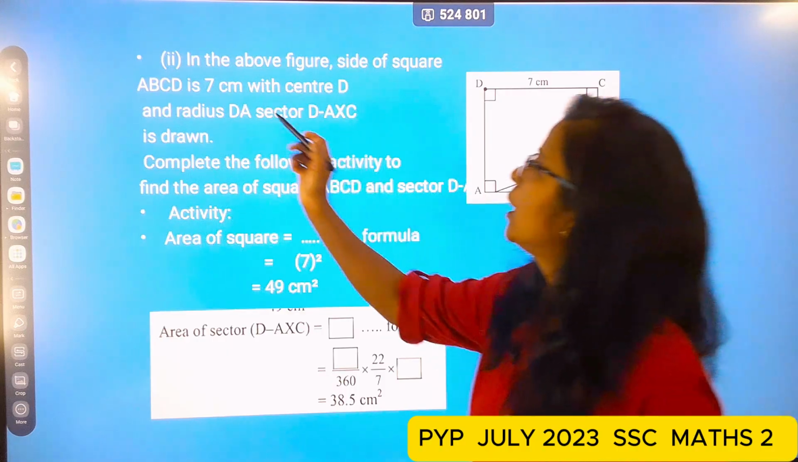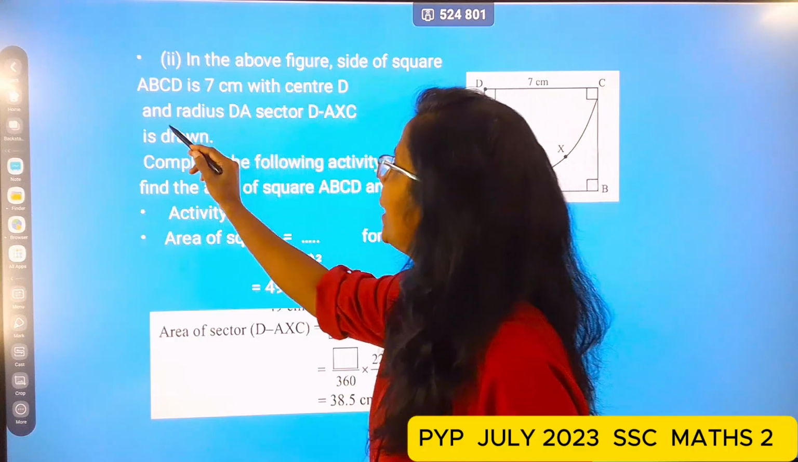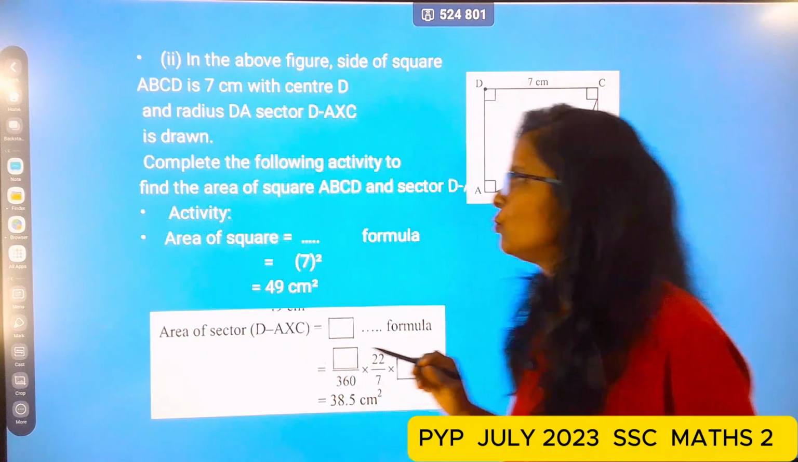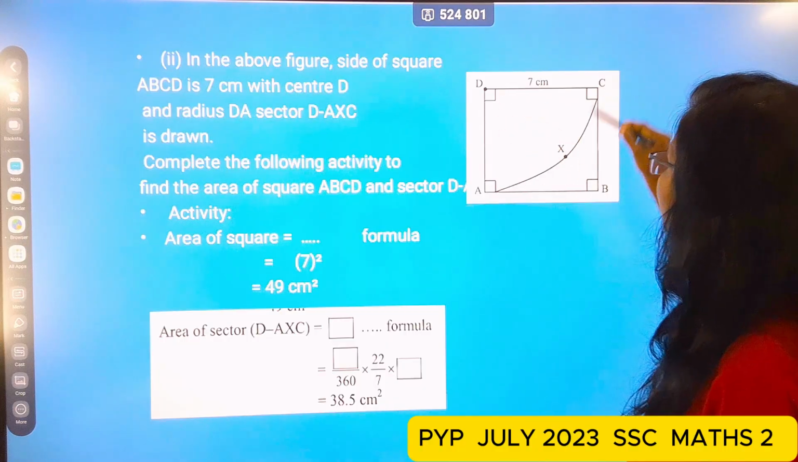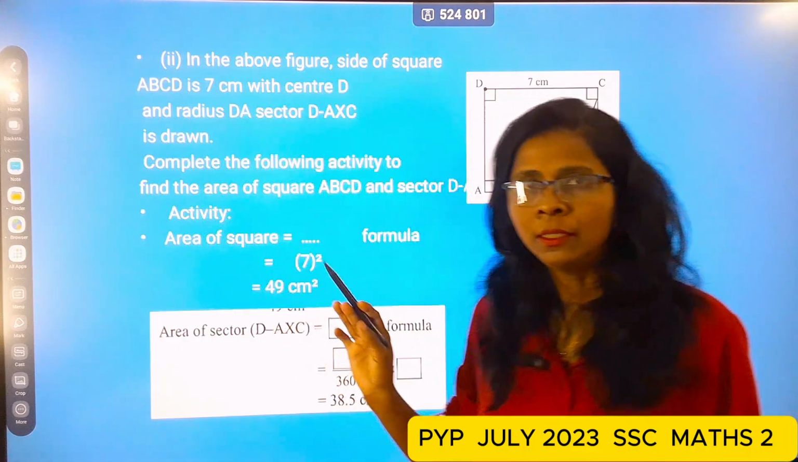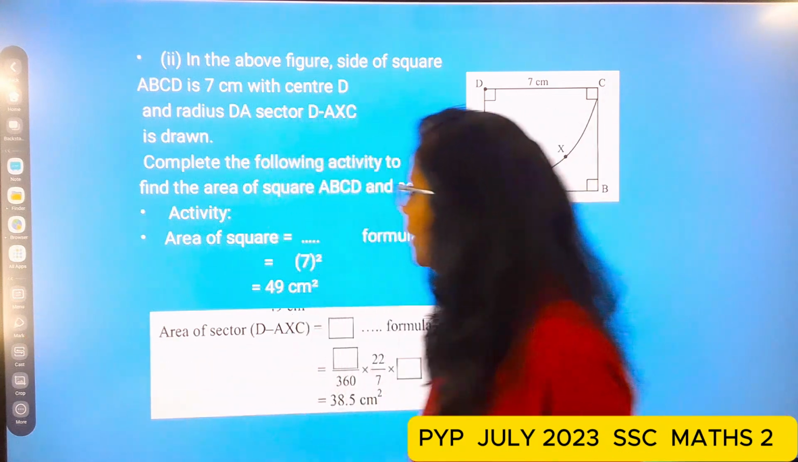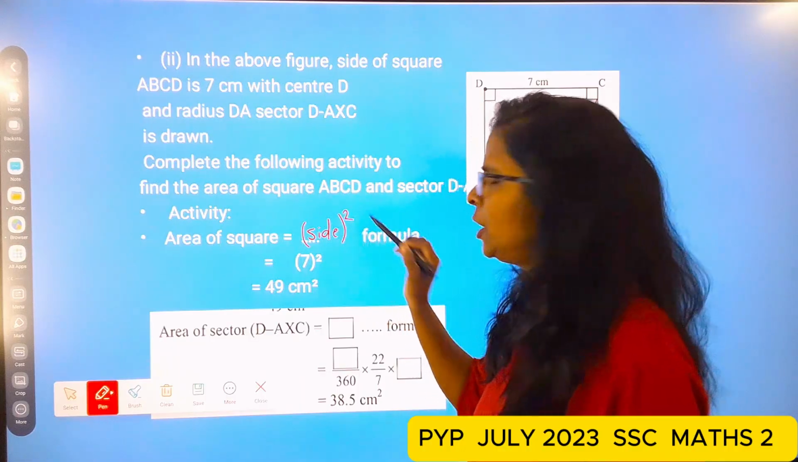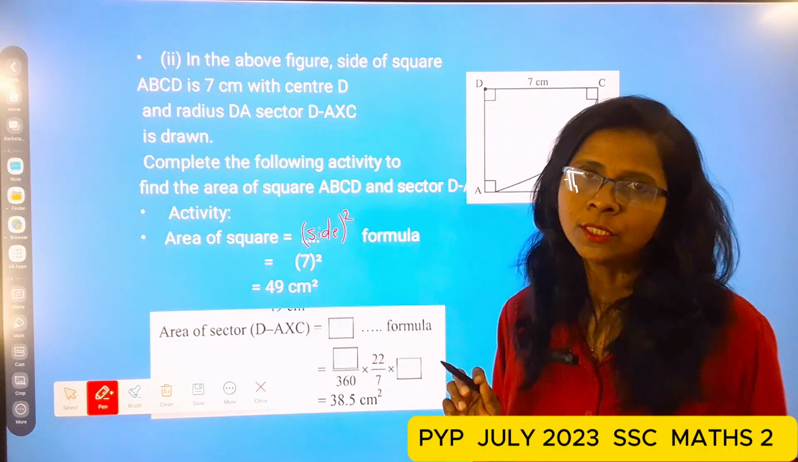So now here students, in the above figure, the side of square ABCD is 7 cm, and with center D and radius DA, sector DAXC is drawn. So here this is the square having side 7 cm, and here is the sector DAXC. Now the area of the square is equal to dash. The area of a square is side squared. See how easy it is. Then 7 squared, that means 49 square centimeters.